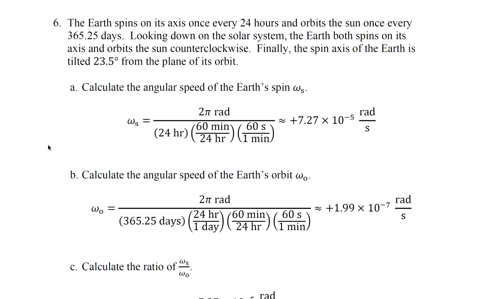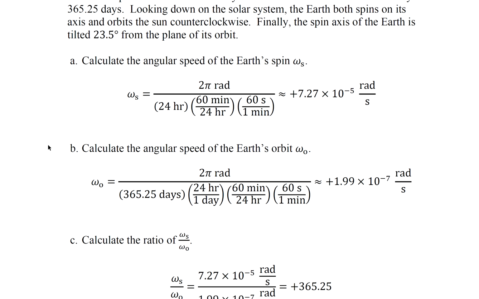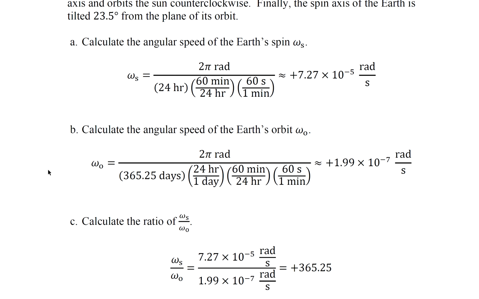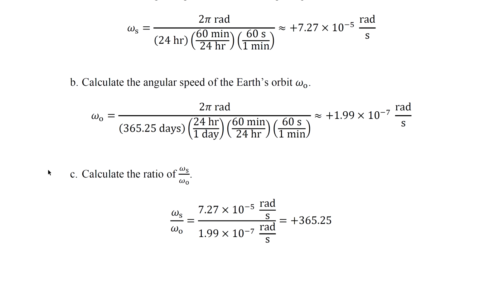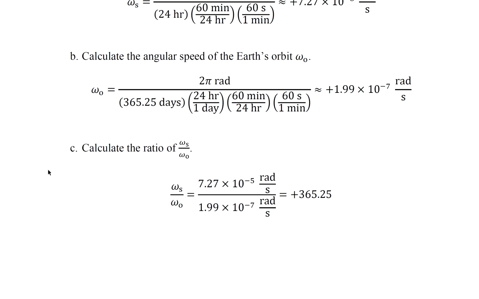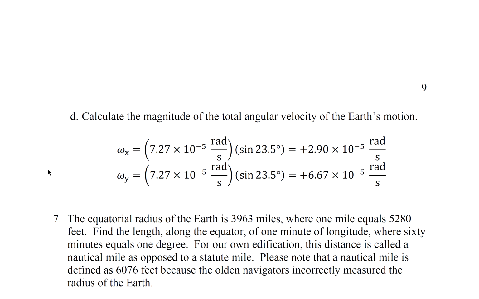Part A, calculate the angular speed of the Earth's spin, omega sub s. Part B, calculate the angular speed of the Earth's orbit, omega sub 0. Part C, calculate the ratio. Part D, calculate the magnitude of the total angular velocity of the Earth's motion.